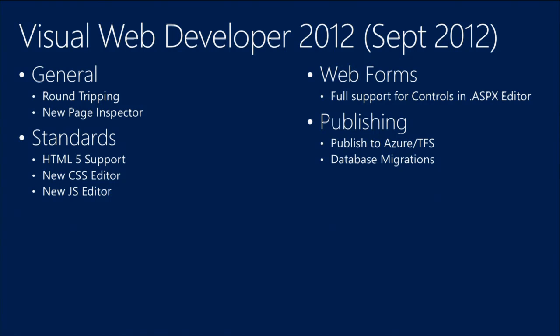Round tripping allows you to open a project. Let's say you have a VS 2010 project and you want to open it up in VS 2013, it will not break the project in VS 2010. So you could have one developer in VS 2010, one in VS 2012, and one in VS 2013, and you can open the same project. We don't break the project between the applications.